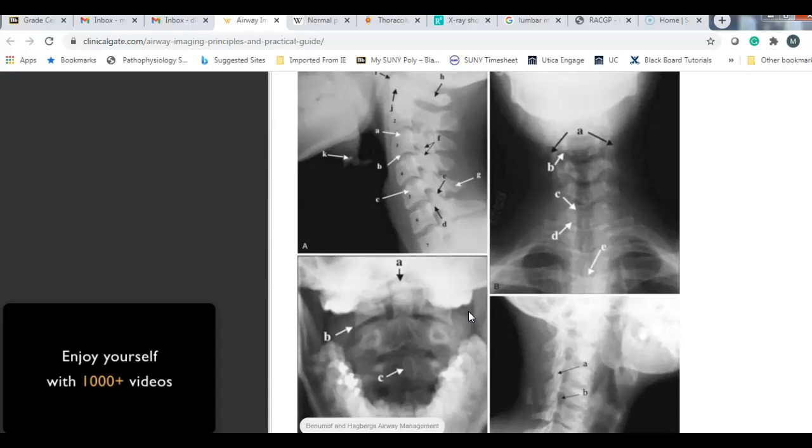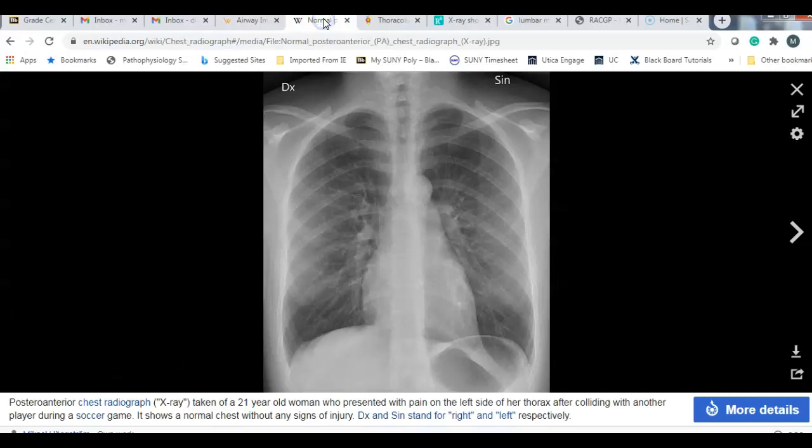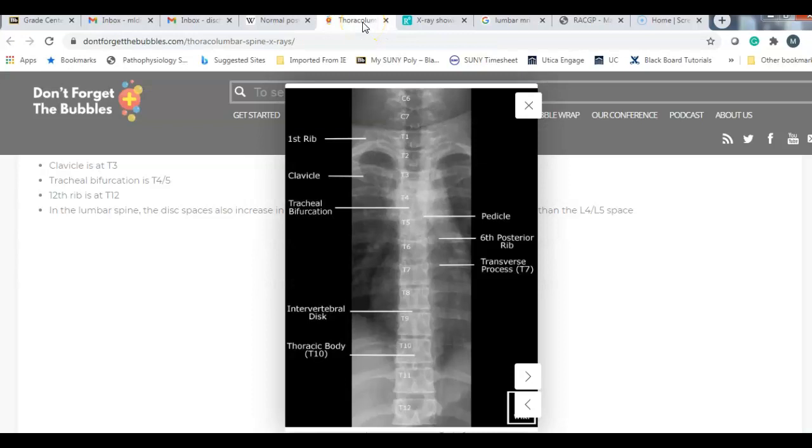There's the airway. Once again, you always want to make sure that you look at the airway with the cervical. And then moving on to thoracic, you could get a chest radiography. You can also get a thoracic.